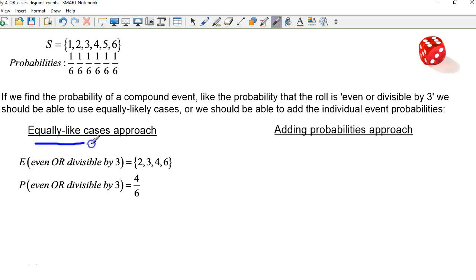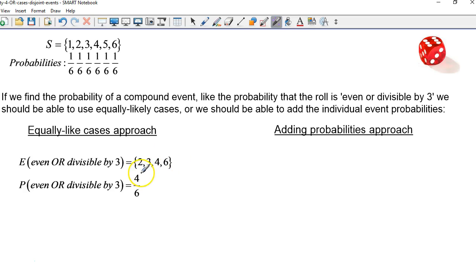So if I went the equally likely cases approach and found an event space for even or divisible by 3, I should go through the list of all the outcomes and include them in this event space if they're even or they're divisible by 3. So let's do that one at a time. 1, well, that's not even, and it's also not divisible by 3, so we can't include that. The 2, that one is even, so we're going to include that in the event space. 3, that's not even, but it is divisible by 3, so we'll include it. 4, that number is even, so we'll include it. 5 is not even, and it's not divisible by 3, so we won't include the 5. And 6 is even, so we'll include that as well.